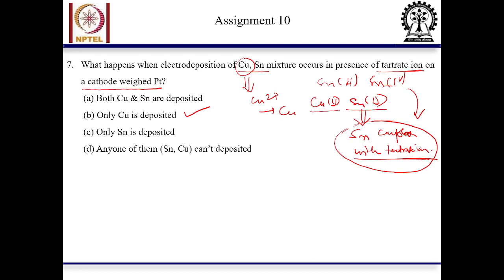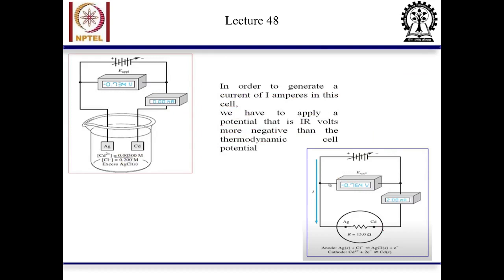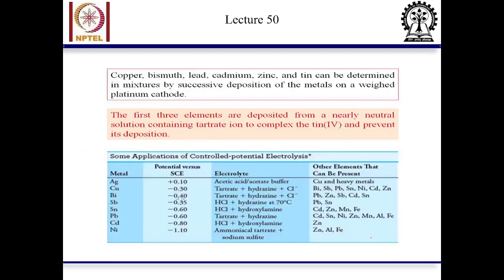It will be deposited. So I will show you the different kinds of anions people have used as electrolyte to deposit selectively. If you want to deposit silver, you use an acetic or acetate buffer. Any other metal can be present and it will not affect it. If you have copper, you use tartrate, hydrogen and Cl minus. Whether you have bismuth, antimony, lead, tin, nickel, cadmium, zinc, it will not interfere.